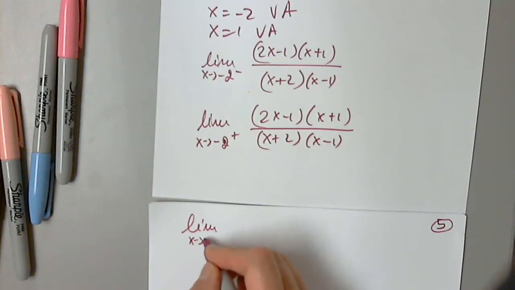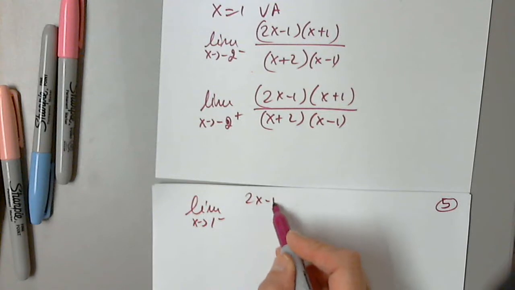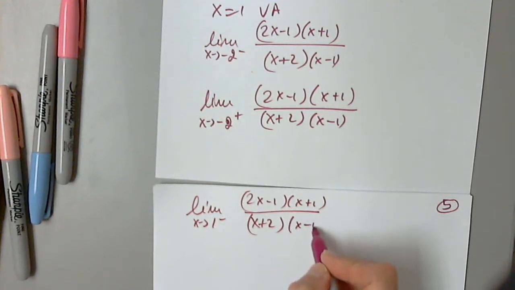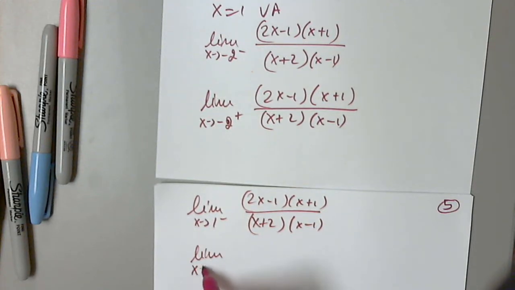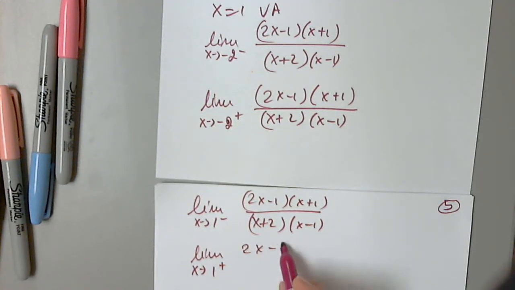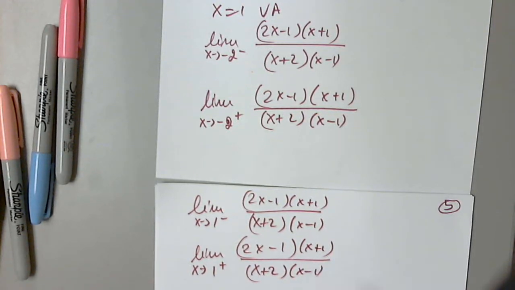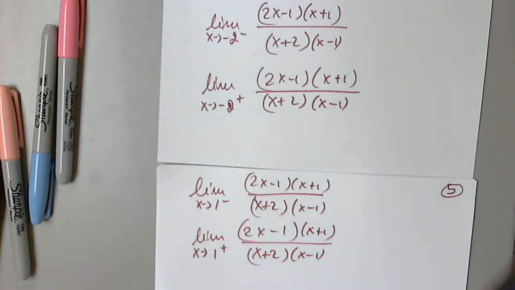So limit as x approaches 1 from the left, of (2x minus 1)(x plus 1) over (x plus 2)(x minus 1). And finally, limit as x approaches 1 from the right, of the same function. Yes, you can put the function in the graphing calculator and just punch in negative 2.1 and negative 1.9 from left and right, the same thing with 1. But really, it's not that difficult.